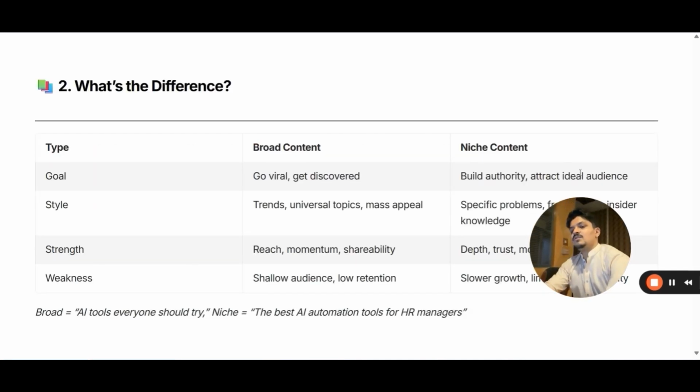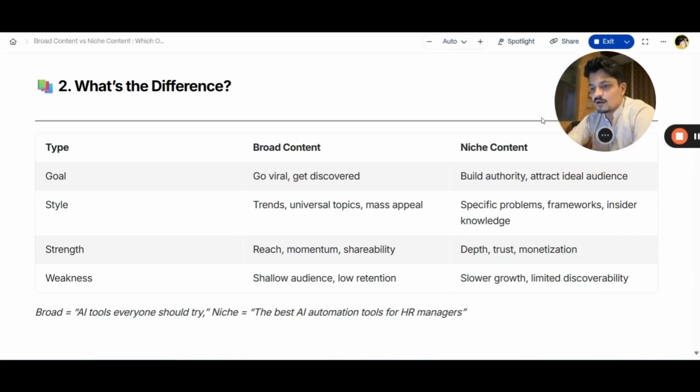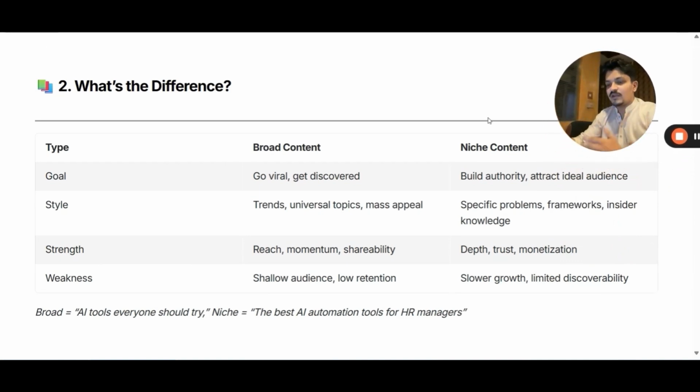Okay, so before jumping into the actual approaches, we have to understand the difference between broad content and niche content, right? So I'm going to explain it to you through this table. First of all, we have to understand what kind of goal broad content has, and what kind of goal niche content has. Simple as that, broad content has a simple goal: just to go viral, or to get discovered. That's the goal. And the goal of niche content is to build authority and attract an ideal audience. That's the main goal right here, that you need quick business, right?